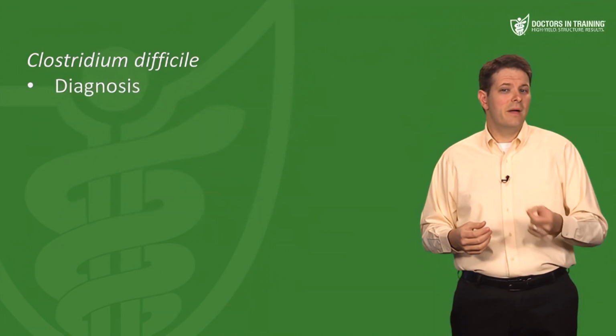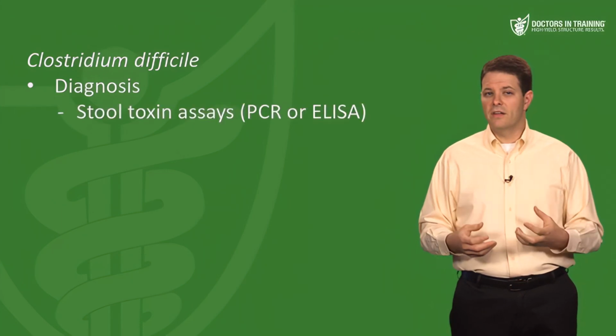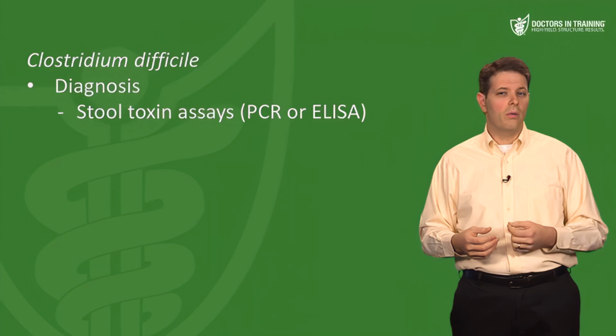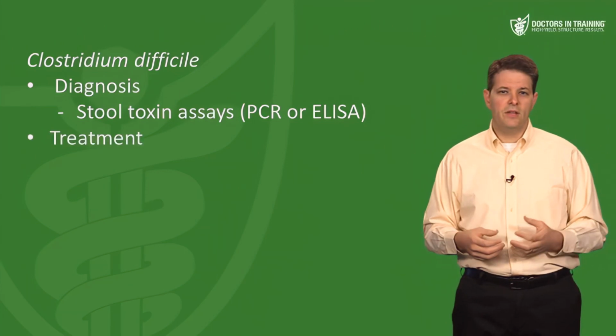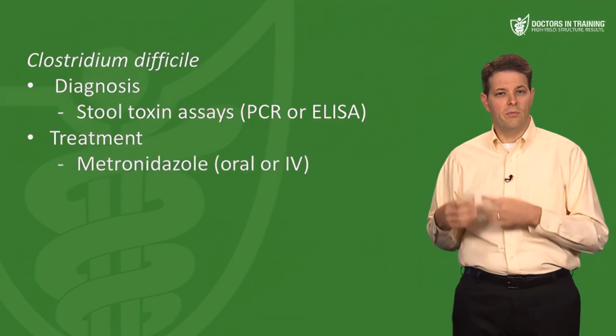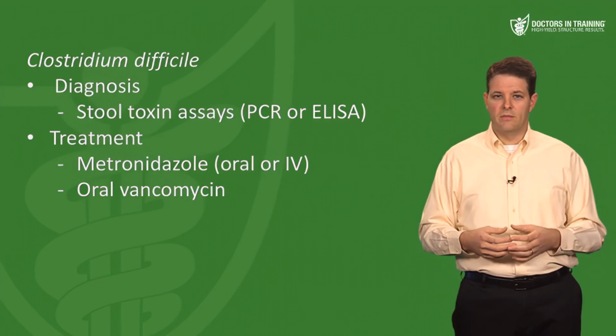So if you suspect C. diff colitis, how do you diagnose it? Well, you can check for C. diff toxin in the stool, either by PCR or by ELISA. And then how do we treat C. diff colitis? Well, first-line treatments include either metronidazole in patients with mild disease or oral vancomycin for more severe disease.